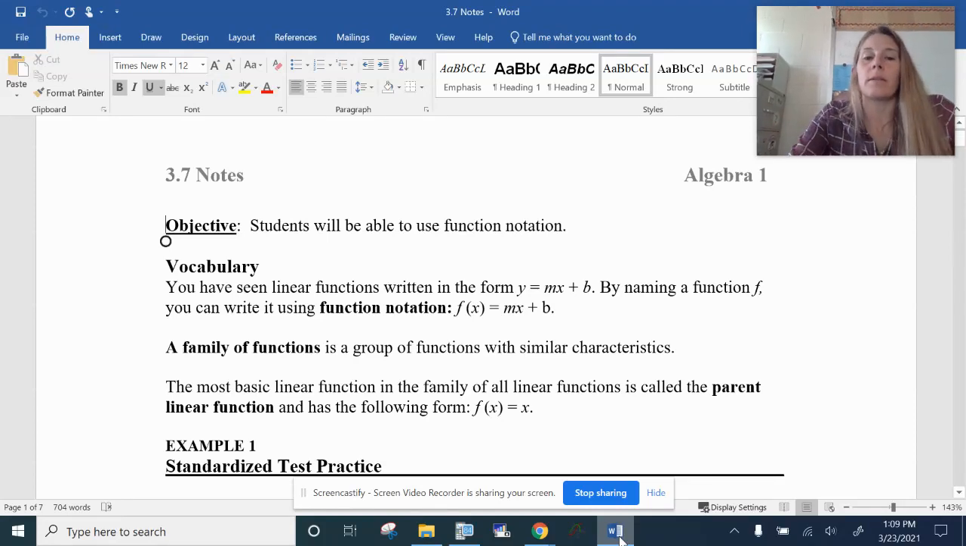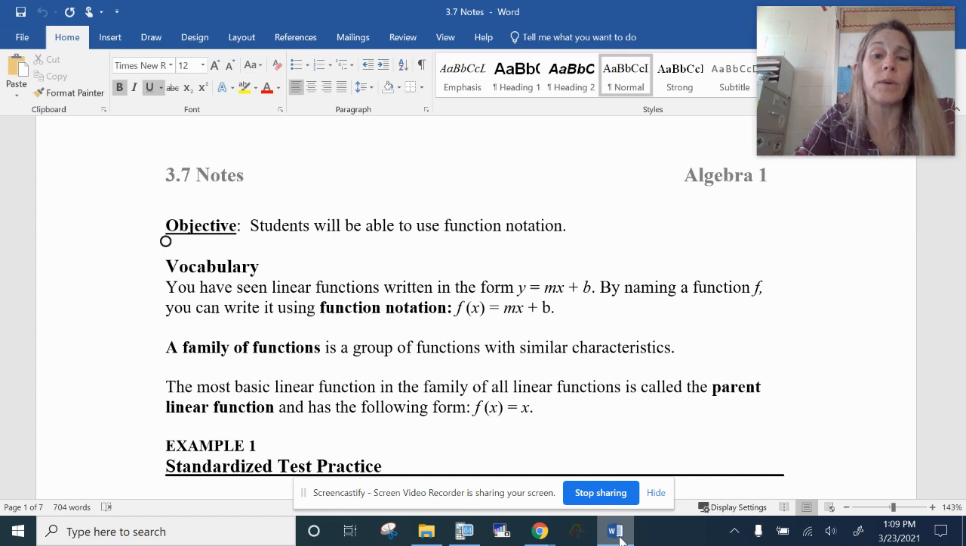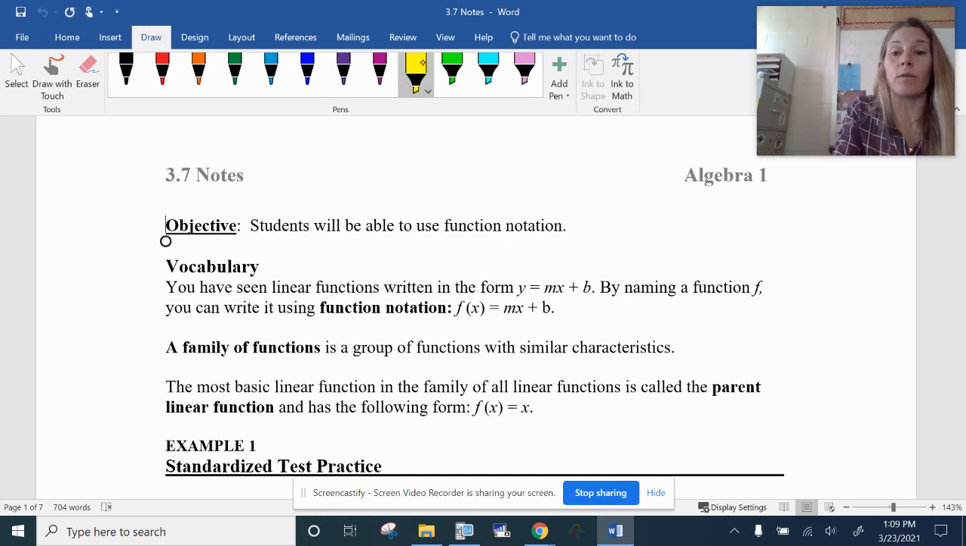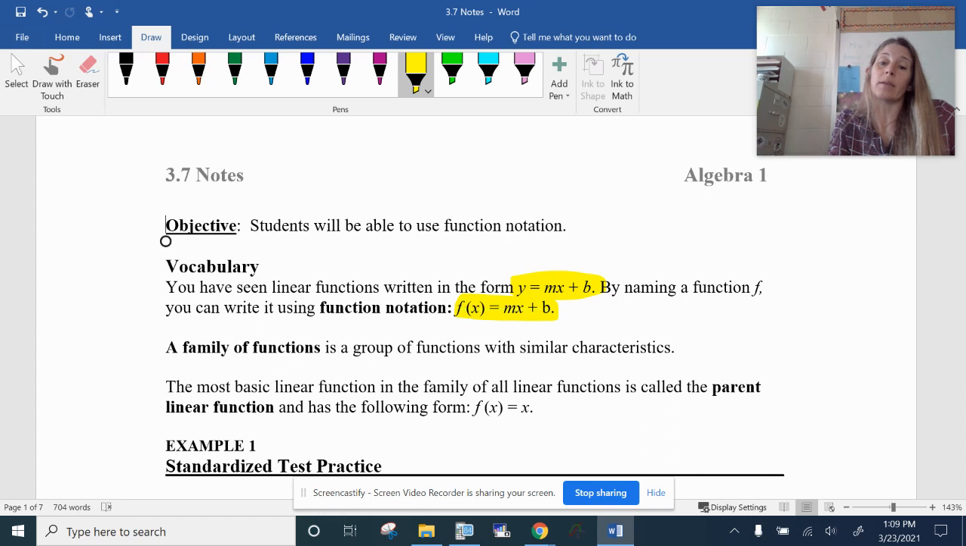So this lesson is on using function notation. We've been working with some linear functions written in slope-intercept form, which is the form y equals mx plus b. But as we move forward, sometimes you might see it written with this f of x symbol in place of the y, and this is called function notation. By naming a function, we can write it with this function notation.